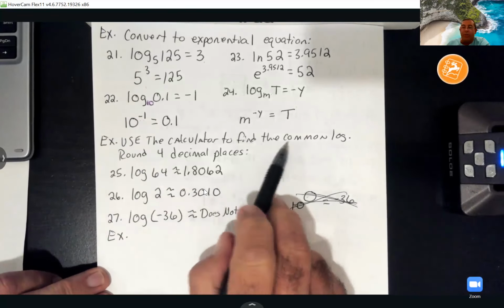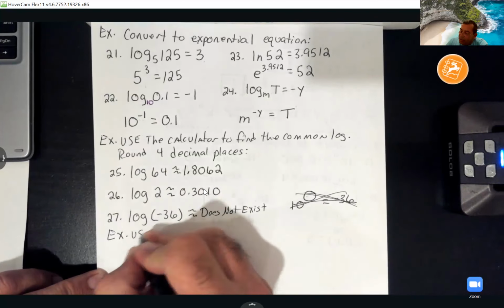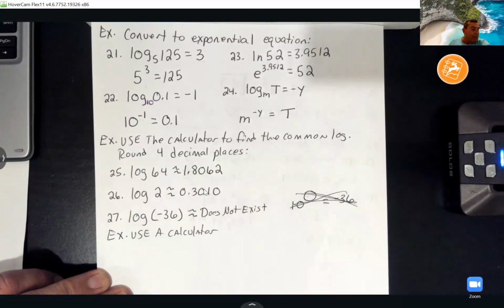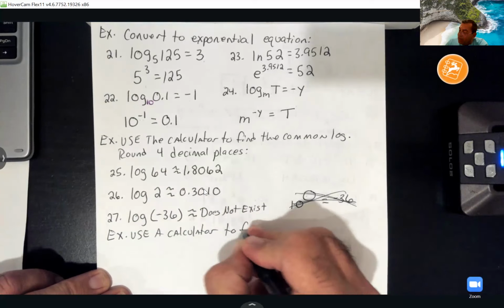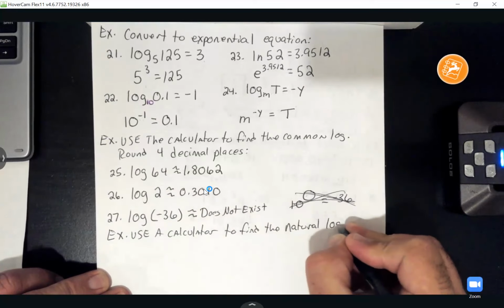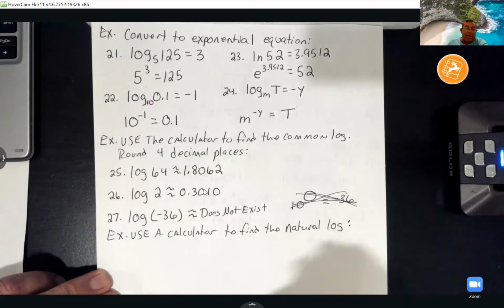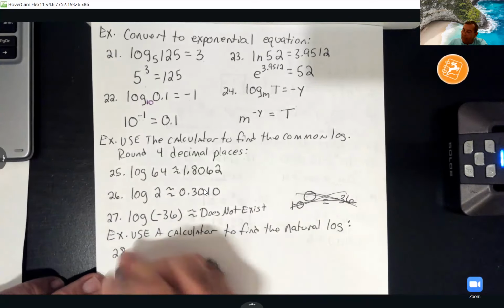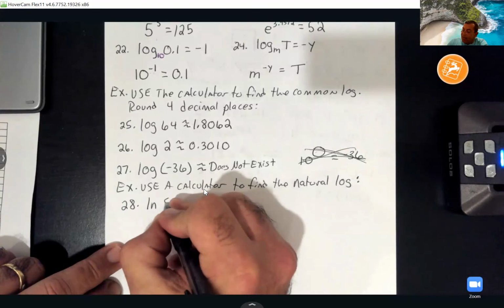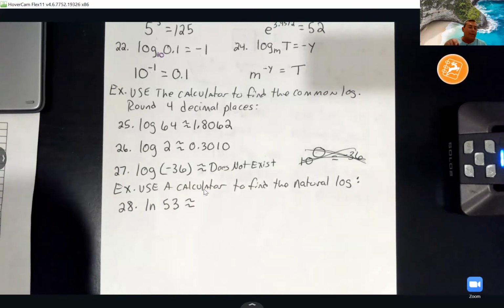All right, so they got us used to the log button. Now they're going to get us used to the ln button. So this one says use a calculator to find the natural log. And we're rounding to 4 decimal places also. Now remember, natural log is the LN, okay? So 28 says LN of 53. So y'all push that in and round it to 4 decimal places.